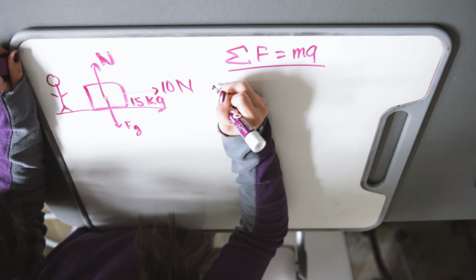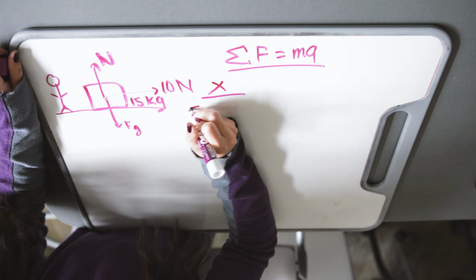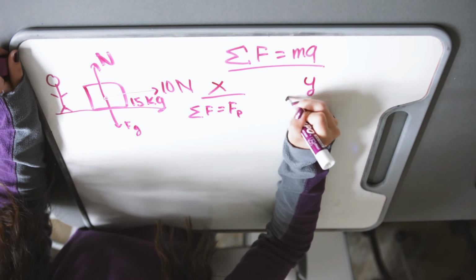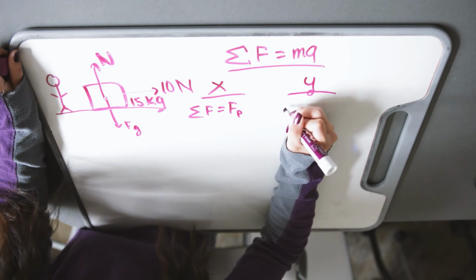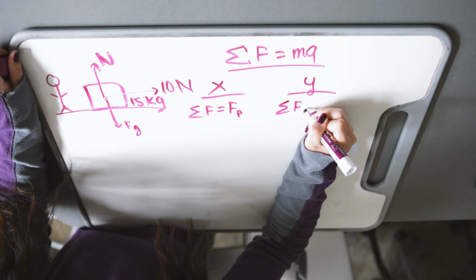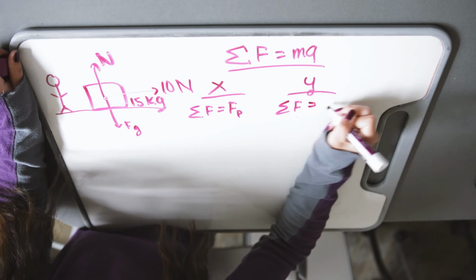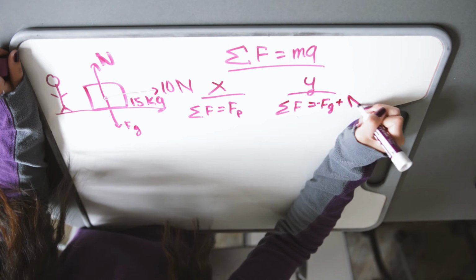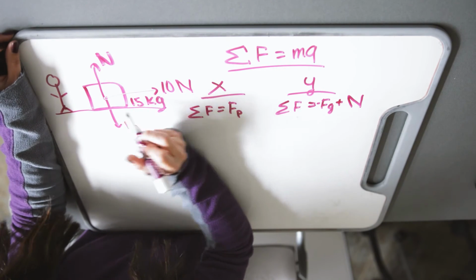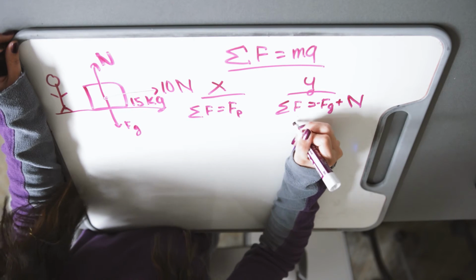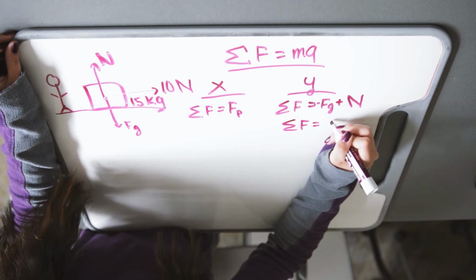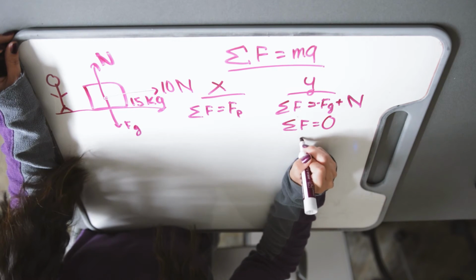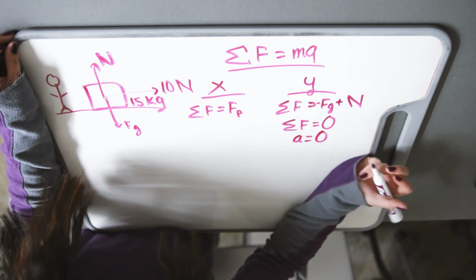In the x direction, we'll have the force of the person. In the y direction, or the perpendicular direction, we'll have the force of gravity, which is a negative force, plus normal force. Because this box is on the ground and with no incline, the sum of all forces in the y direction is 0, because normal and gravity cancel out. Therefore, the acceleration in the y direction is also 0.